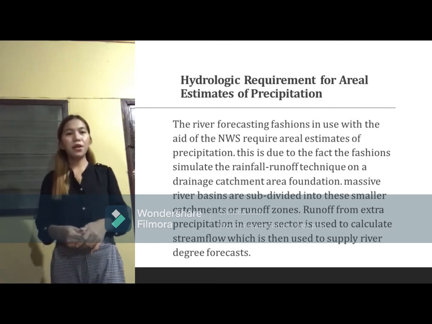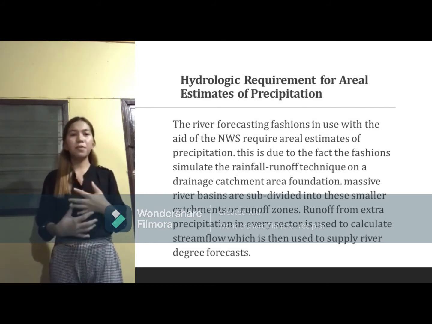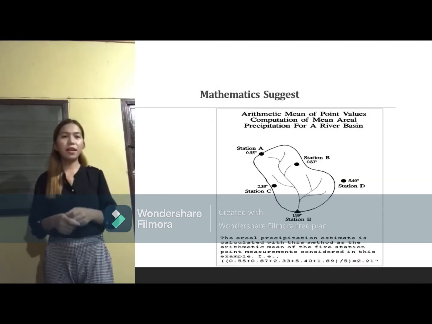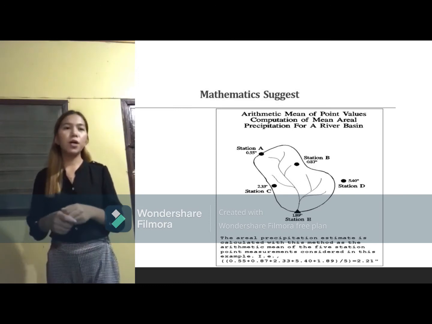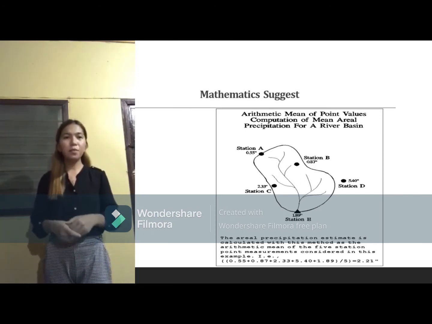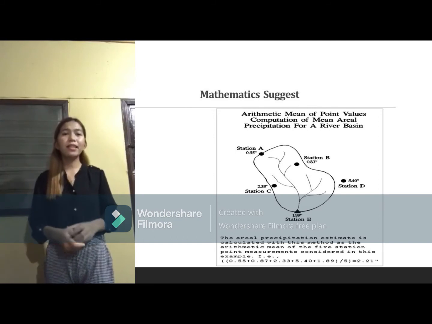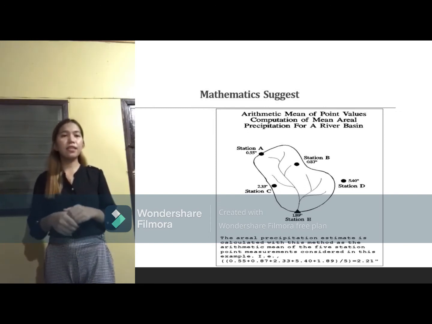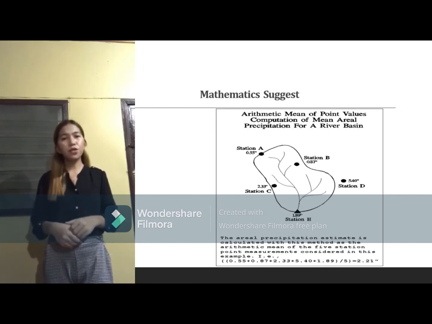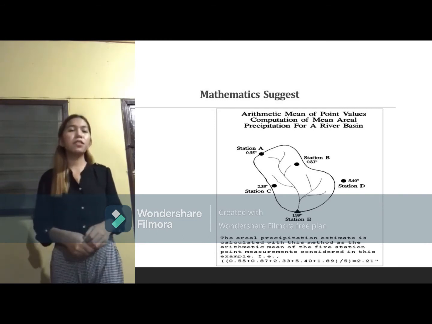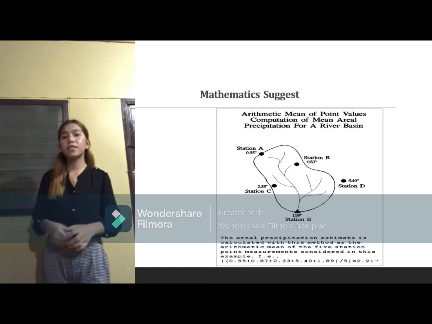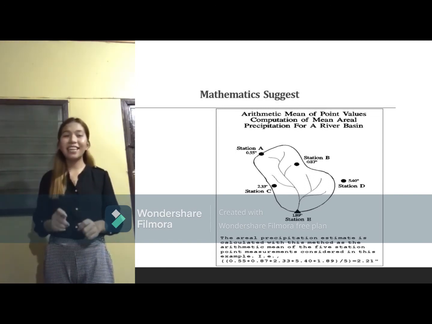So here are the methods. We have the arithmetic mean method, where the areal precipitation estimate is calculated as the arithmetic mean of the 5 station point measurements considered in this analysis. This approach calculates areal precipitation using the arithmetic mean of all point measurements considered within the analysis.